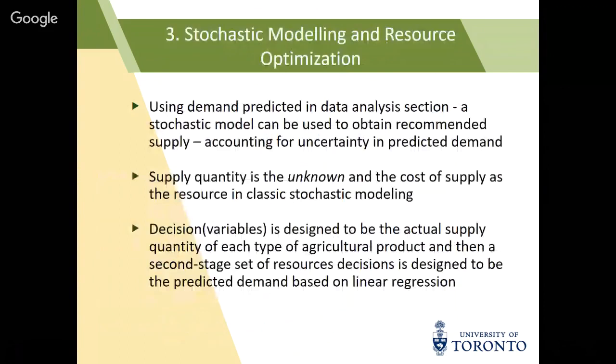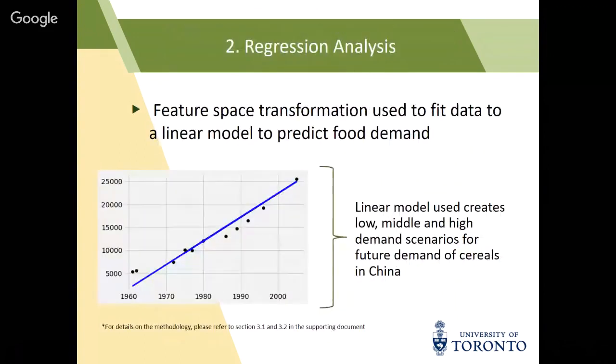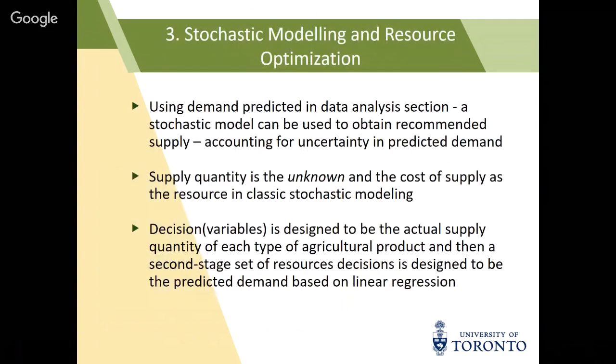In addition, from the regression, we also compute a confidence interval on our predicted demand that accounts for 3 scenarios of the demand. Taking the demand prediction from the previous section, a stochastic model is proposed to tailor recommended supply to accommodate possible uncertainties in the predicted demand.